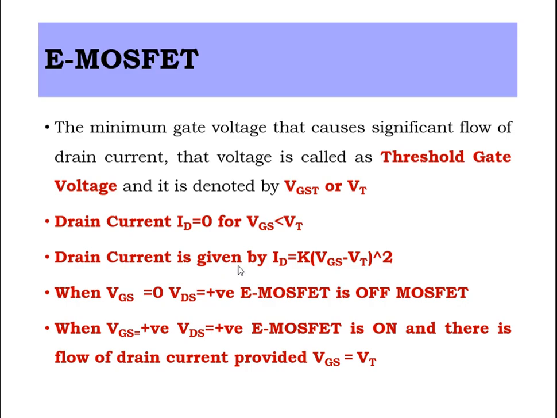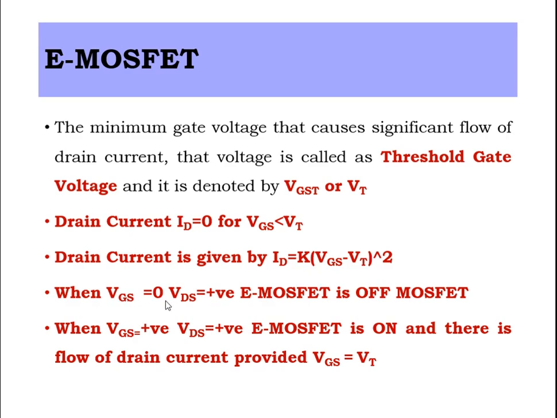So drain current is given by ID is equal to K into (VGS minus VT) whole square, where K is called a constant. K is nothing but a constant term which is a function of the construction of the device.